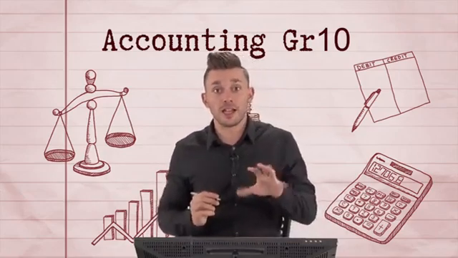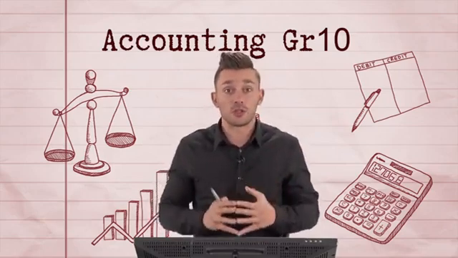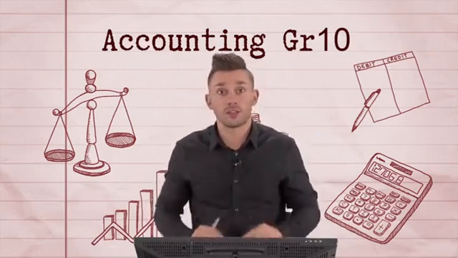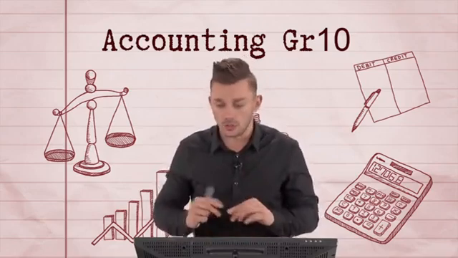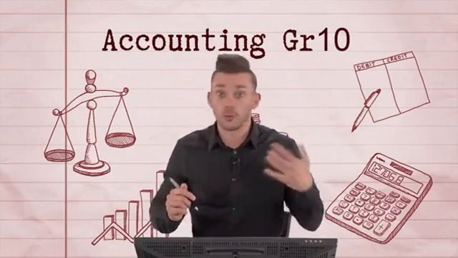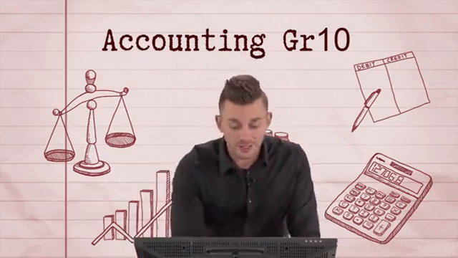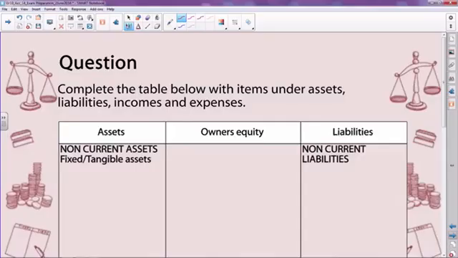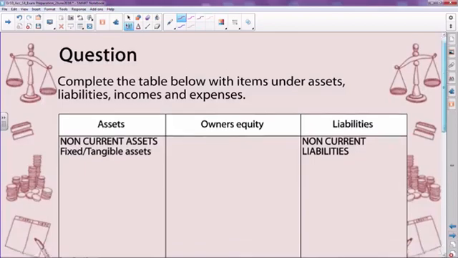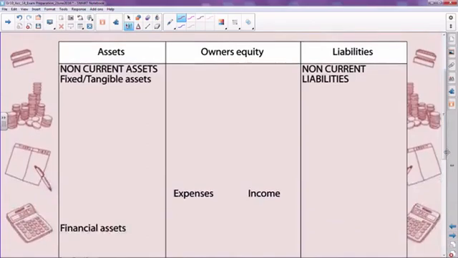Now guys, this slide, again, you need to be able to identify all the T accounts that we need to use. And hopefully you still know where they go up, where they go down. Now I'm going to ask you, complete the table below with items under assets, liabilities, incomes, and expenses. And I'm going to show you, here's the table. And I'm going to give you quickly 2 minutes to complete this.